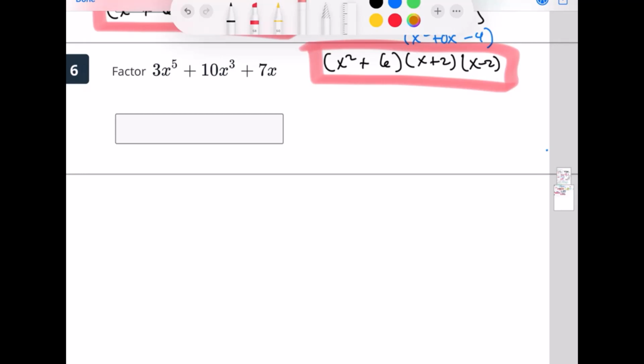Factor completely. And this is a trinomial. There's 1, 2, 3. Okay, pay attention here. What's half of 5? Is it 3? The answer is no. Which means you can't use the box method yet. No box. Okay. What does that mean? You should always use GCF first.